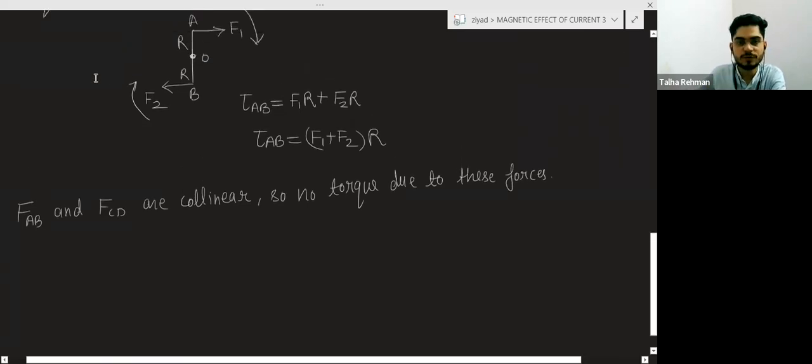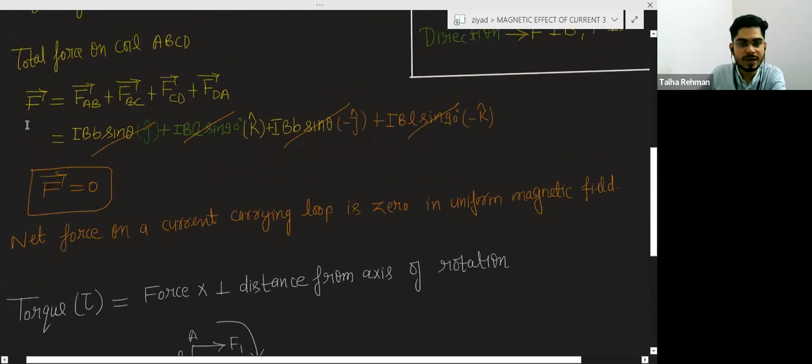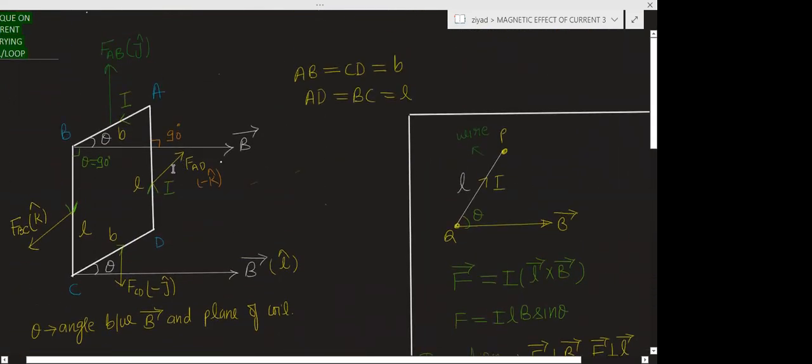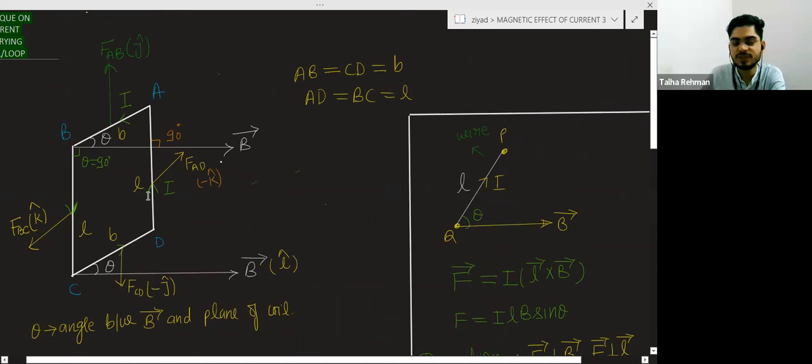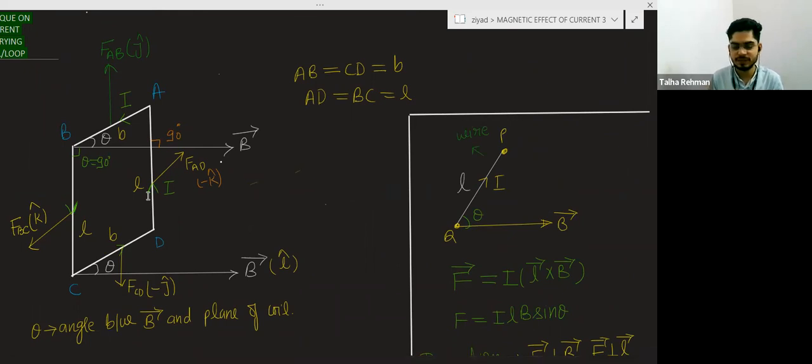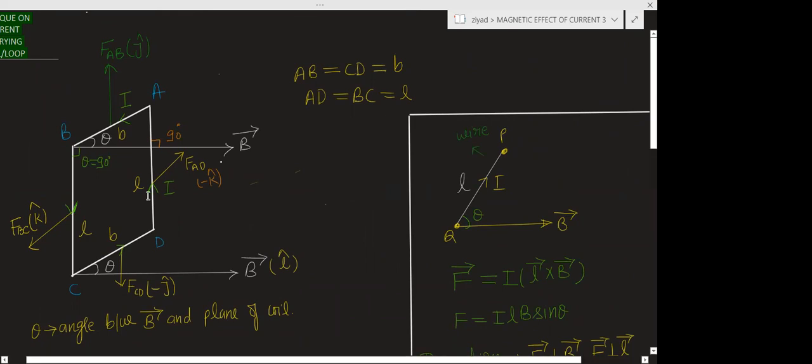Now to another force also there. FBC and FCD. See this, the line of action of FBC and FCD is different. One force is acting like this, another force is acting like this. The line of action is different.